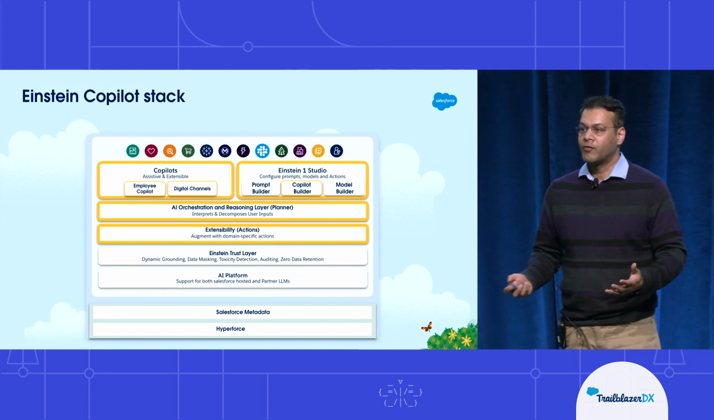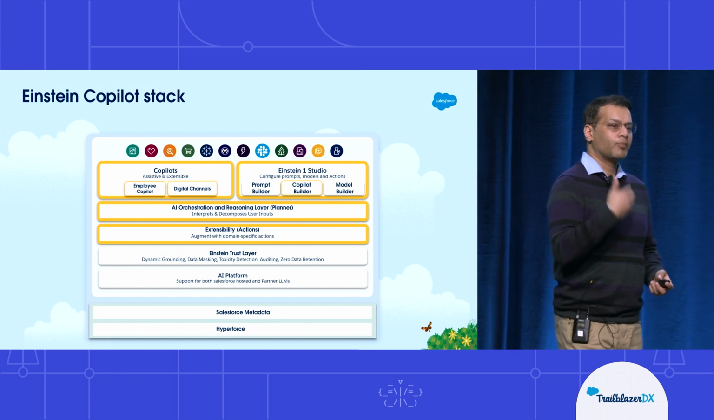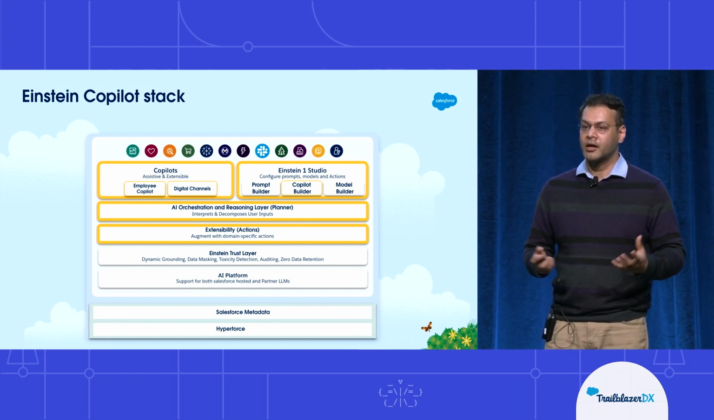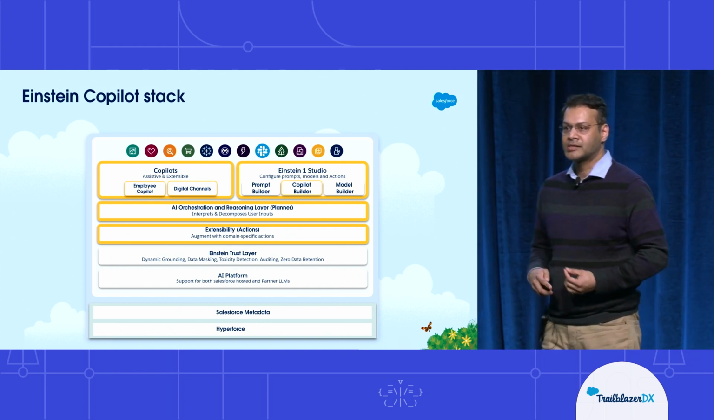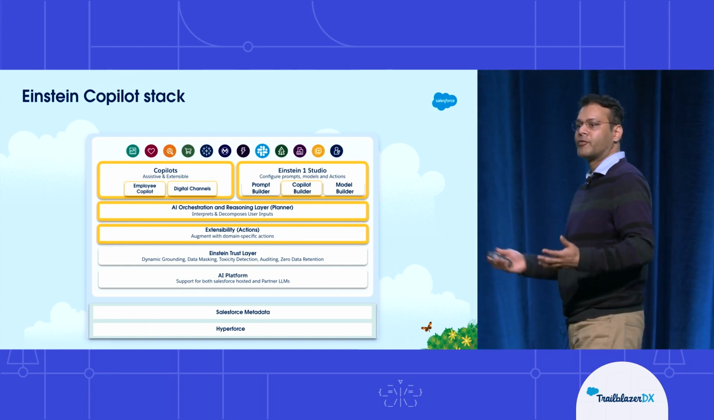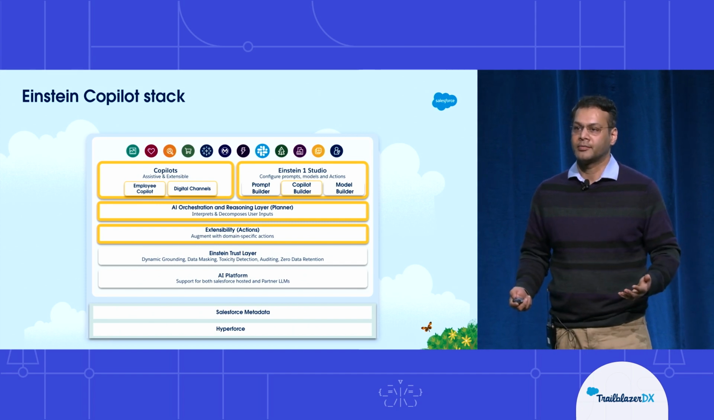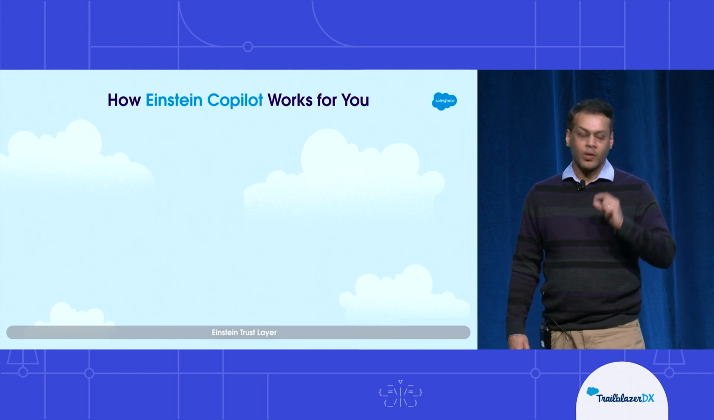Then we have the AI platform, which allows you to easily integrate with large language model providers or bring your own large language models. And the next one is the trust layer. Trust layer allows you to provide services like dynamic grounding, PII masking, toxicity detection, auditing. And these are things that you don't have to do because we have done all of the hard work to make these services part of our trust layer. But the next 4 layers are the ones that Einstein Copilot adds on top of our platform.